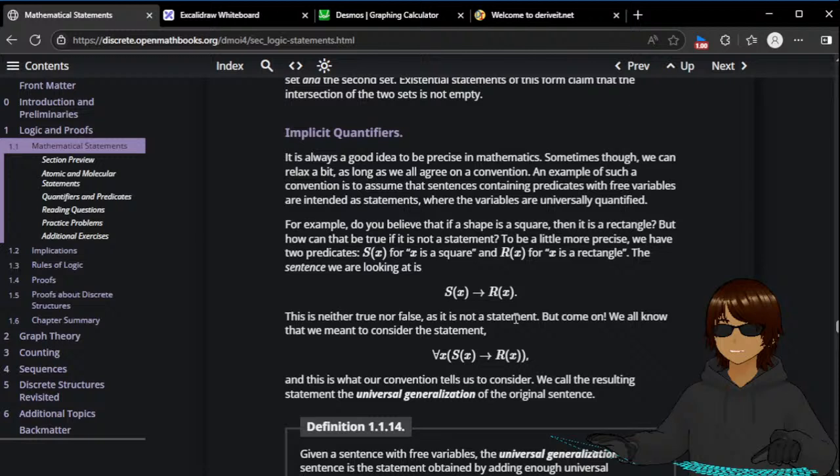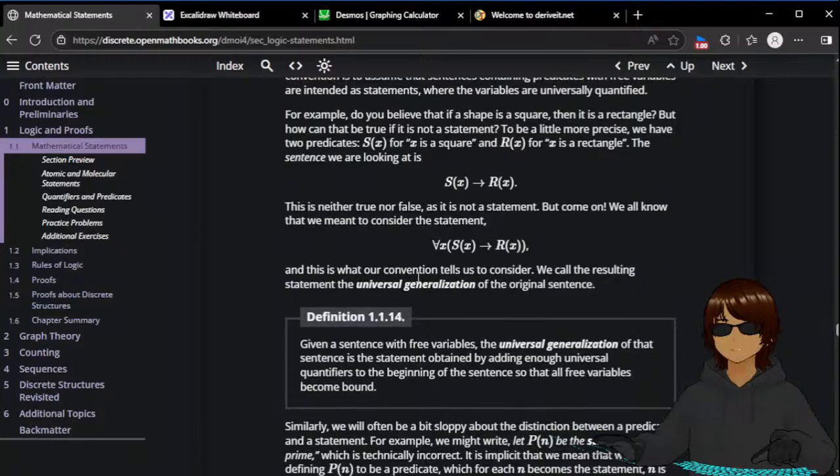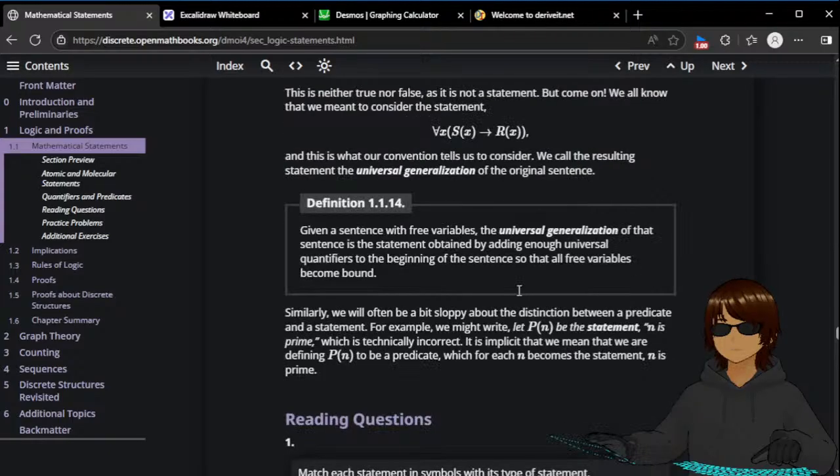But come on, we all know what we meant. So: for all x, if x is a square, then x is a rectangle. And this is what our convention tells us. We call the resulting statement the universal generalization of the original statement. Given a sentence with a free variable, the universal generalization of that statement is a statement obtained by adding quantifiers to the beginning of the sentence so that all free variables become bound.